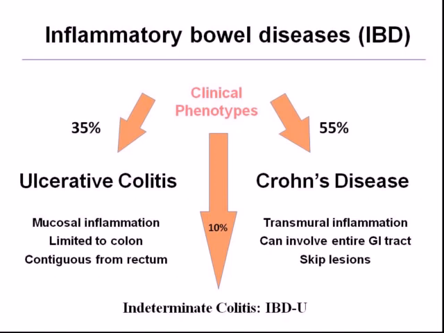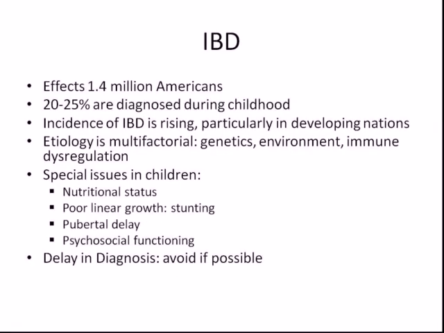About 55% of kids with IBD have Crohn's, and about 1/3 have ulcerative colitis, with the remaining patients in the indeterminate colitis category. IBD in general affects about 1.5 million Americans, and it's estimated that 20 to 25% of those are diagnosed during childhood before their 18th birthday. The incidence of IBD is rising, and particularly in developing nations. And the etiology of IBD is multifactorial and includes genetics, environment, and immune dysregulation, just like any autoimmune disease.